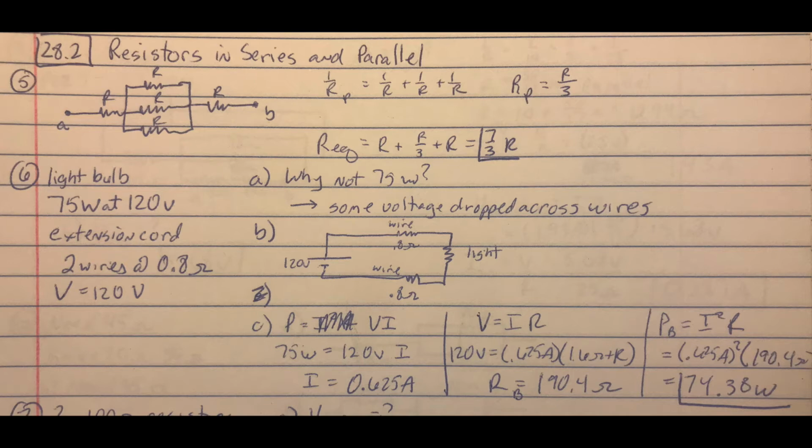And then from that, we can find the actual power dissipated across the bulb using power equals I squared R. 0.625 amps squared times 190.4 ohms gives us 74.38 of the 75 watts dissipated across the bulb. So only a little bit is lost across the cords.